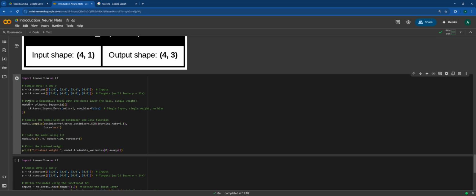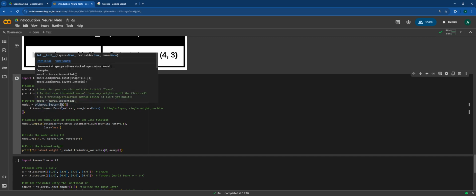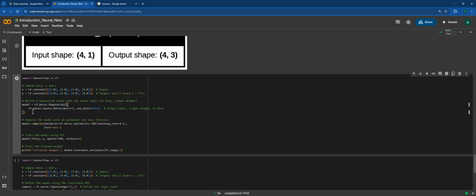So we're going to say model equals tensorflow.keras.Sequential. We use the Sequential class of TensorFlow, and we create a single neuron in there. Look, tensorflow.keras.layers.Dense with units equals 1. It means I want 1 unit. Now, use_bias equals False.